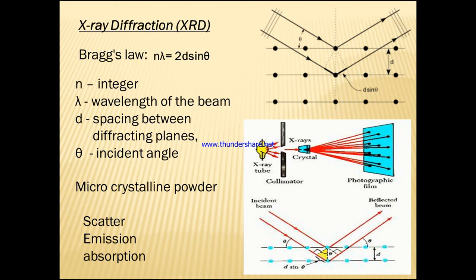So by using the angle of diffraction as well as the intensity of the diffracted rays, we go for the analysis of the sample. Based on the angle of diffraction and the intensity of the rays, we analyze samples by X-ray diffraction.